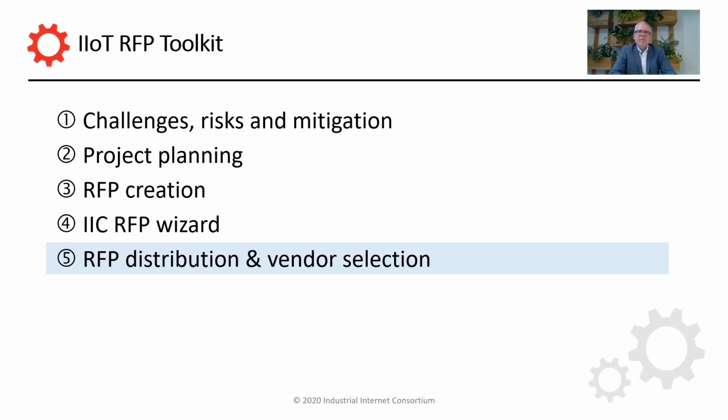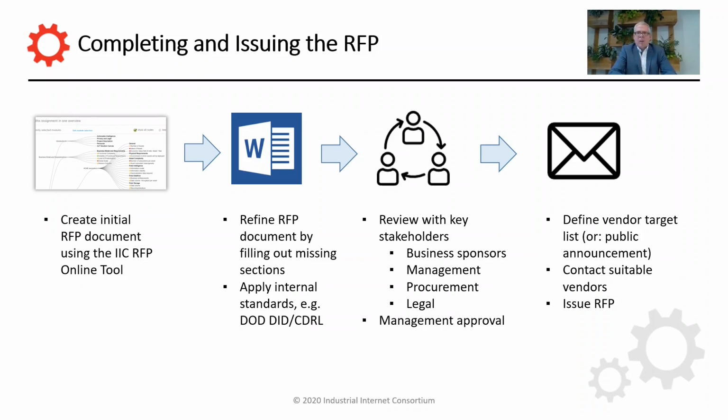Welcome to the fifth and final part of our RFP Toolkit, where we will be looking at RFP distribution and vendor selection. In the previous module, we described how to use the online wizard from IC for creating an initial draft RFP document. So naturally, with your core team, you will now refine this document and fill out the missing sections, in particular the functional requirements.